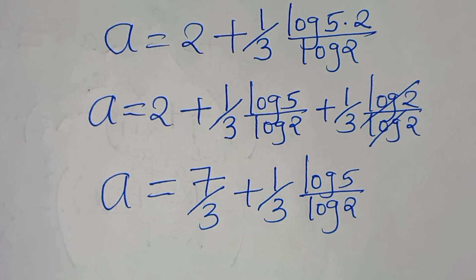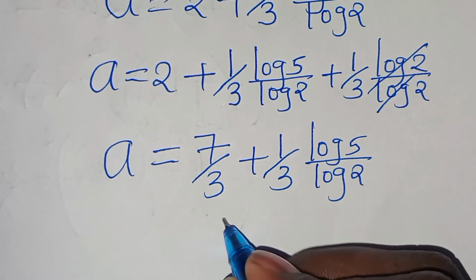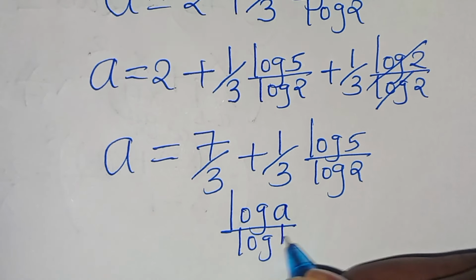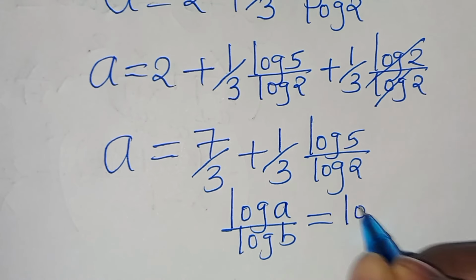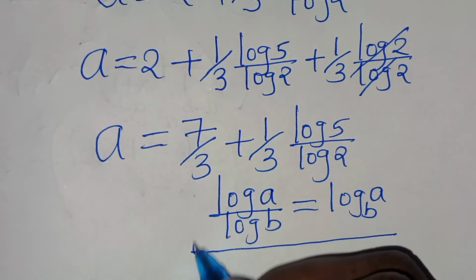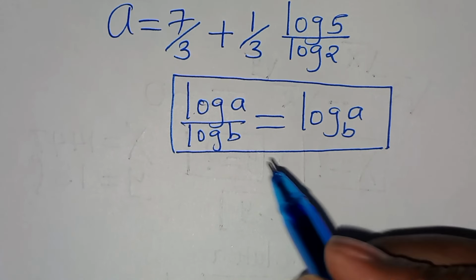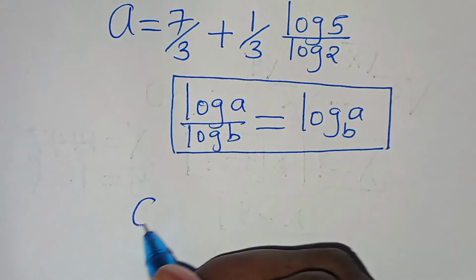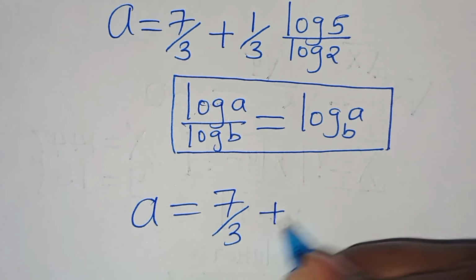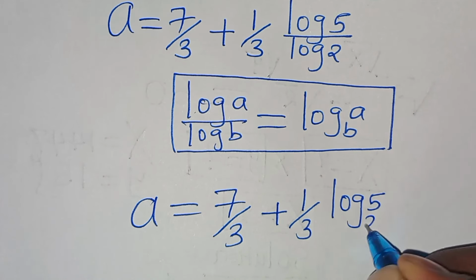The next step is that log 5 over log 2 is in the form of log A divided by log B, which we can express as log A to base B. So let's apply this logarithm property from here. Now, applying this logarithm property, we have that A is equal to 7 over 3, then plus 1 over 3. This is log 5 to base 2.